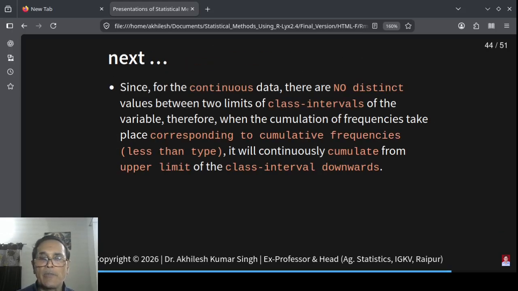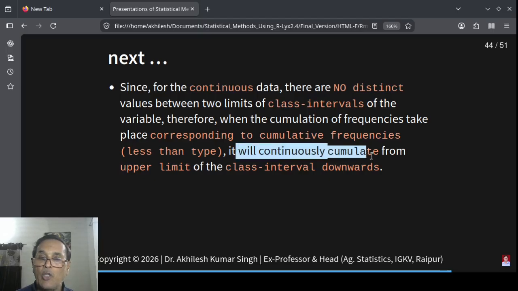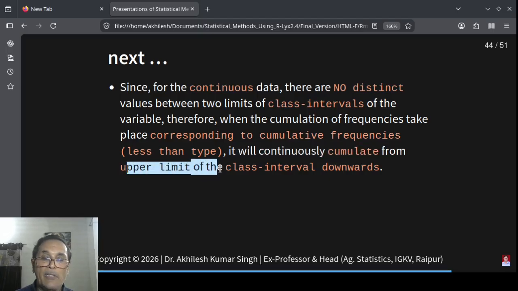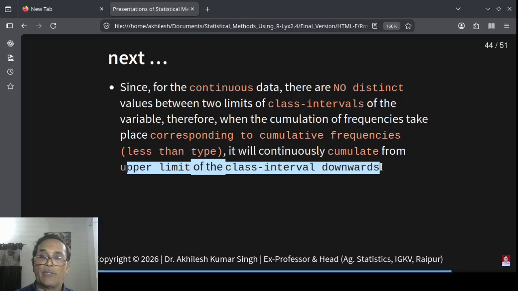Since for the continuous type of data there are no distinct values between the two limits of class intervals of the variable, therefore when the cumulation of the frequencies takes place, the corresponding cumulative frequencies of less than type will continuously cumulate from the upper limit of the class interval downwards.